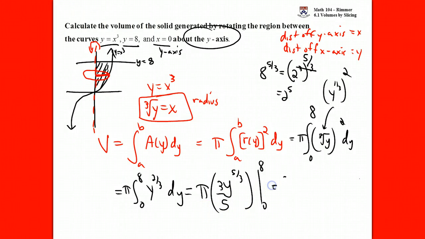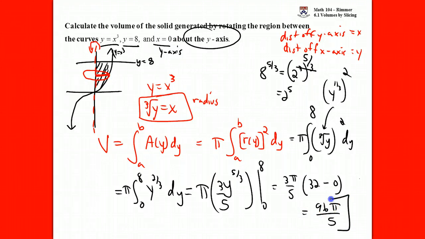So here's what you're looking at. 3 pi over 5, 32. So the final answer is 64 pi over 5. 96 pi over 5, sorry. Whatever units we have, cubed. That's the volume of that shape using disk.